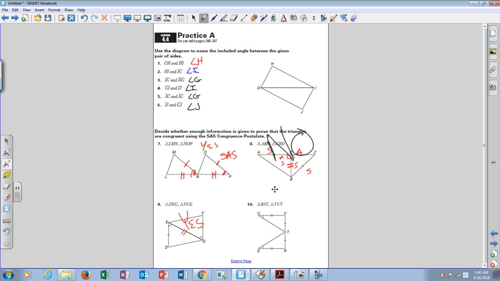RST and VUT. So here we have a side and a side, but the angle is not in between the sides. It's out here. So this would be no. In order to use side angle side, it's got to be the angle that's in between the sides. So it would have to be this angle in here and this angle over here. But it's not. It's the one out here. So it's no good.